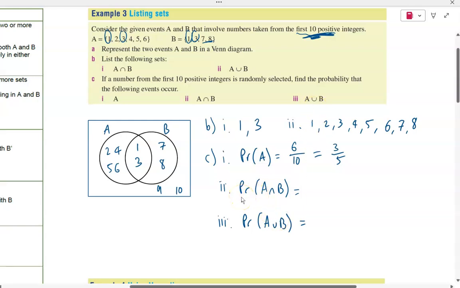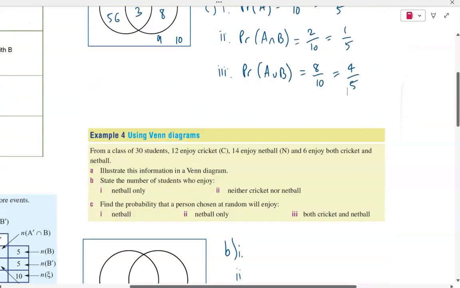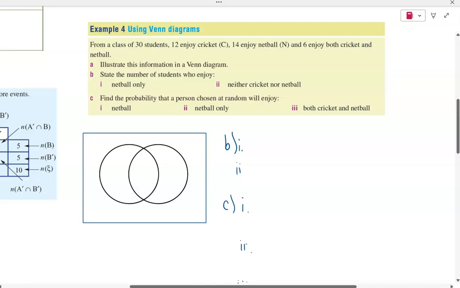What's the probability that if I chose a number from the first 10 numbers that it would be in the intersection of A and B? Okay, there are 2 numbers in the intersection, so 2 over 10, or 1 over 5. What is the probability it would be in the union? So anywhere inside the 2 circles. There are 8 numbers inside the 2 circles, so 8 over 10, or 4 over 5. Okay? So that's how we determine probabilities from Venn diagrams when there's multiple values inside the circles. Like I said, more commonly, second example, there will just be one number inside that Venn diagram.